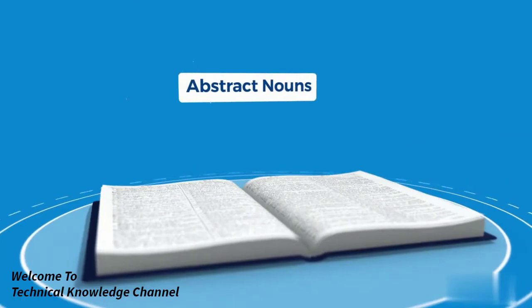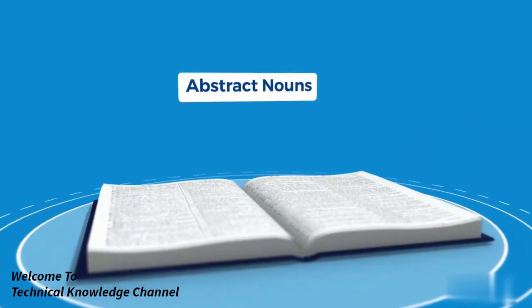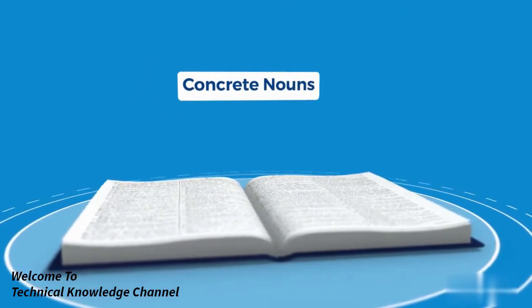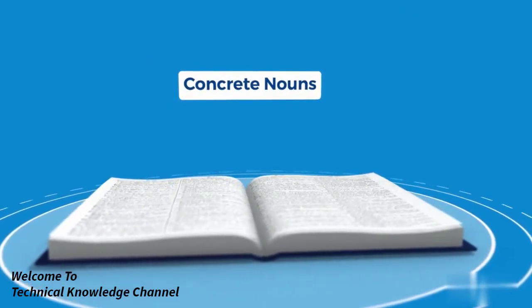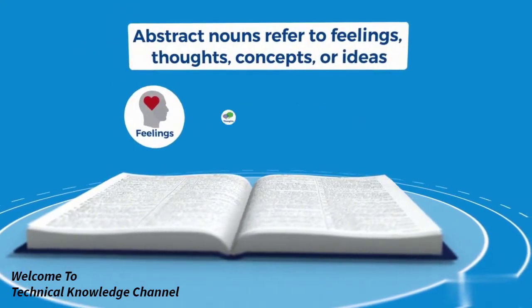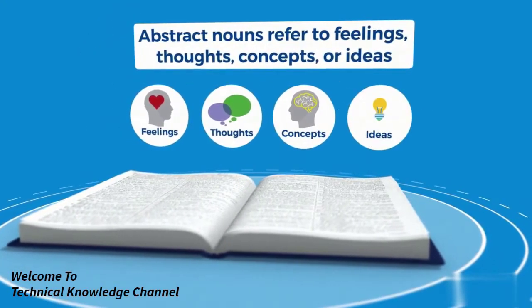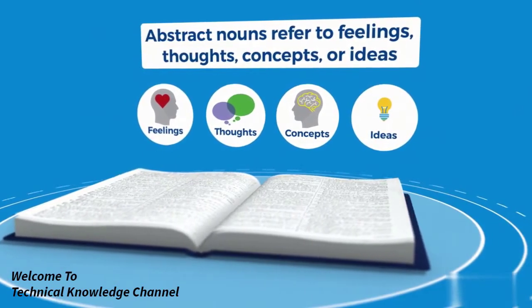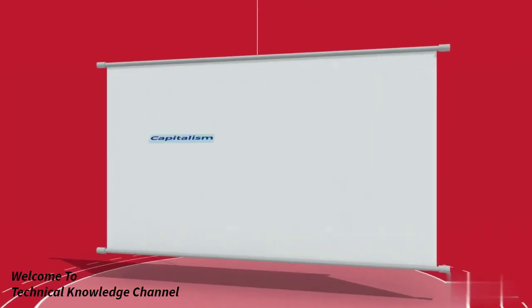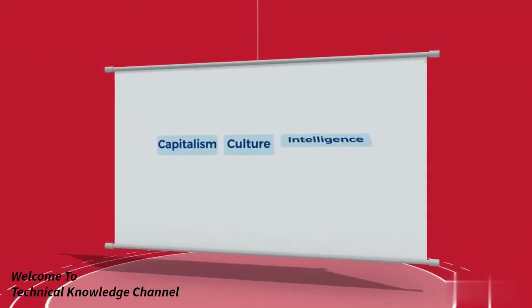Another benefit of understanding nouns is being able to spot abstract nouns and replace them with concrete ones. This can help you write more clearly and vividly. Abstract nouns refer to feelings, thoughts, concepts, or ideas, but their meanings can be ambiguous and open to interpretation. Some examples include capitalism, culture, and intelligence.